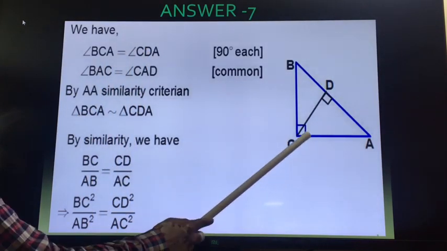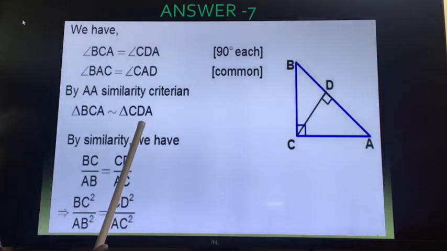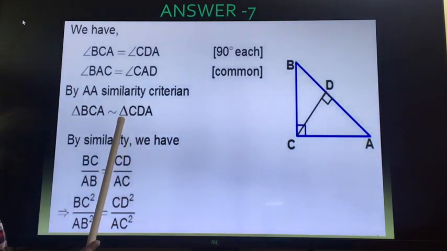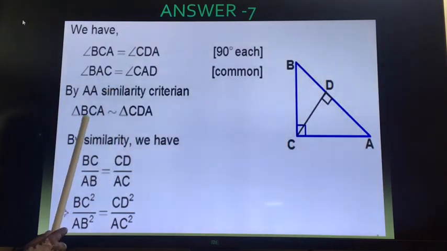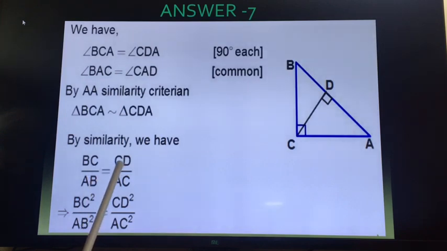So triangle BCA is similar to triangle CDA. And if they are similar, then sides are proportional. So we can write BC upon AB is equal to CD upon AC. And after this, we can do the cross multiplication.